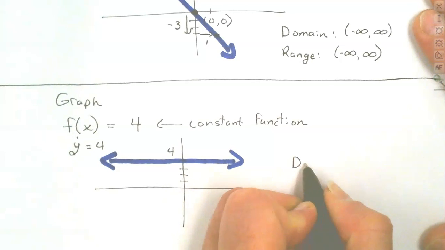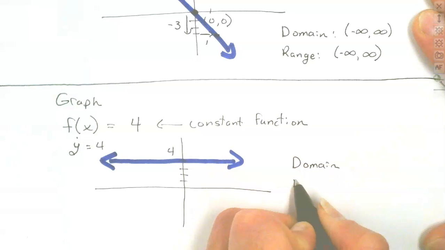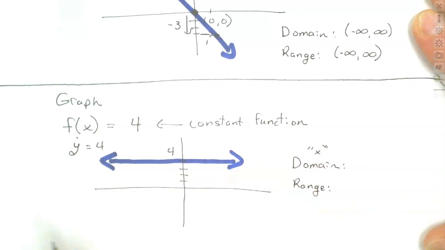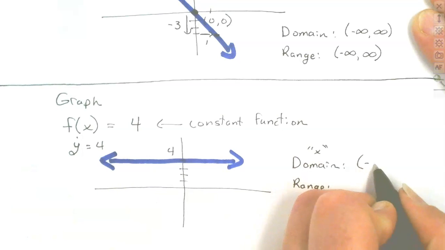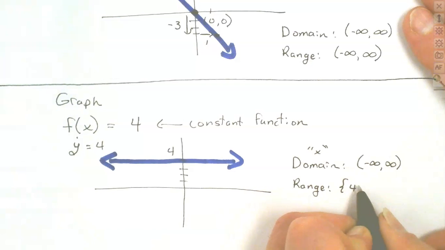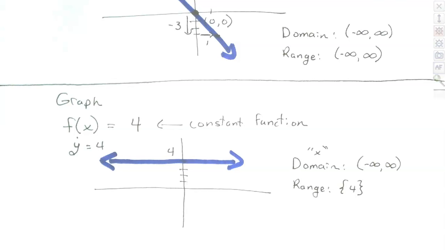It does have a little bit different domain and range. Now the domain is the x values. So as you can see, this graph can go to the left and it can go to the right. So my domain is the same, and that's still negative to positive infinity. The range is the up and down part. So this graph can't go up or down any. So this graph is stuck at the number 4. So your range would simply be the number 4 then.